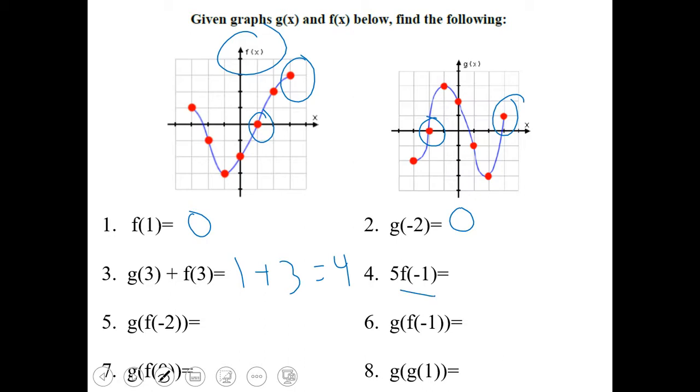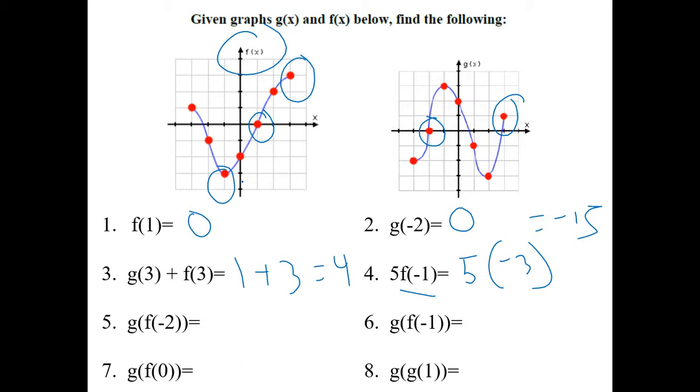5 times f of negative 1, well, whatever f of negative 1 is, which looks like, if you go here, the y value is negative 3. You're going to multiply them to give you a final answer of negative 15. So all you're doing is reading the graph. You can do them for composition as well.